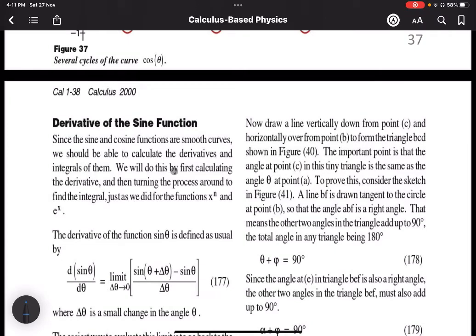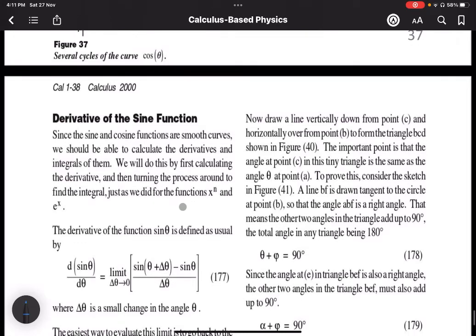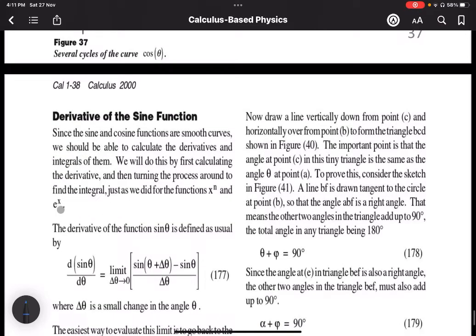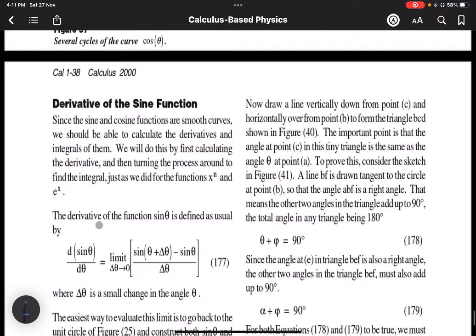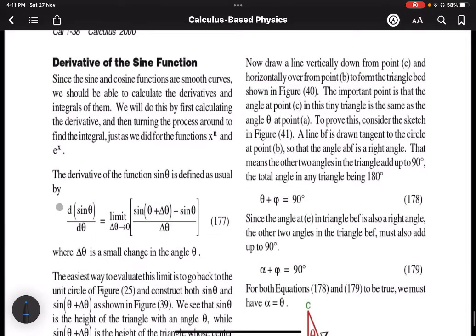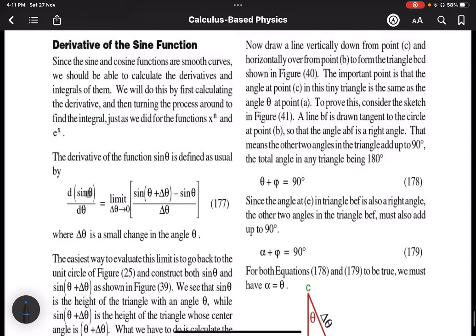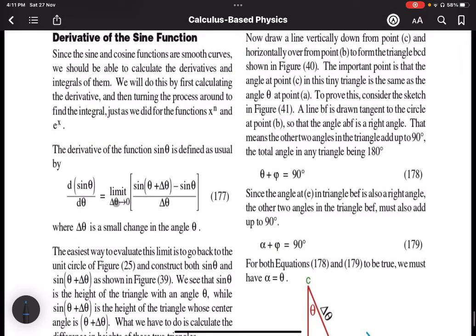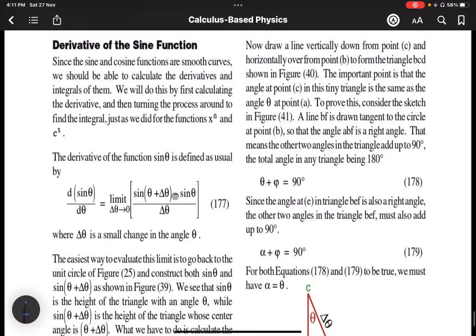We will do this by first calculating the derivative and then turning the process around to find the integral, just as we did for the functions x to the n power and e to the x power. The derivative of the function sine theta is defined as usual by d sine theta over d theta is equal to the limit of sine of theta plus the change in theta minus sine theta over the change in theta. So, the same principle, no?